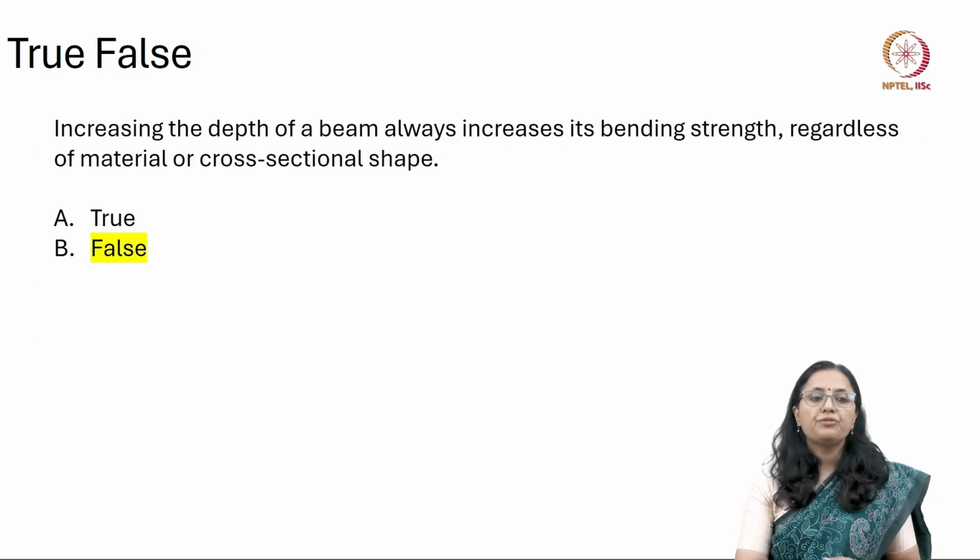The third form of multiple choice question is true false. So there are only 2 options, and we know that if we have 2 options, there is a 50% probability of guessing the right answer. But anyway, sometimes this kind of question is also very important. The question reads, increasing the depth of a beam always increases its bending strength regardless of material or cross-sectional shape. Okay. So we know that the right answer is false.